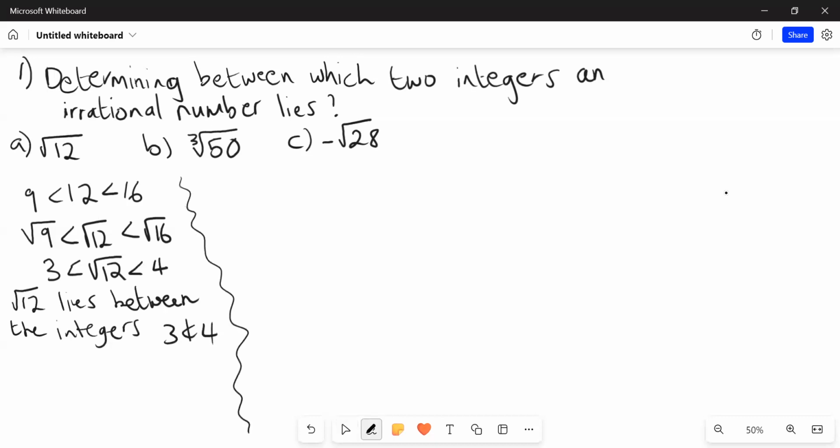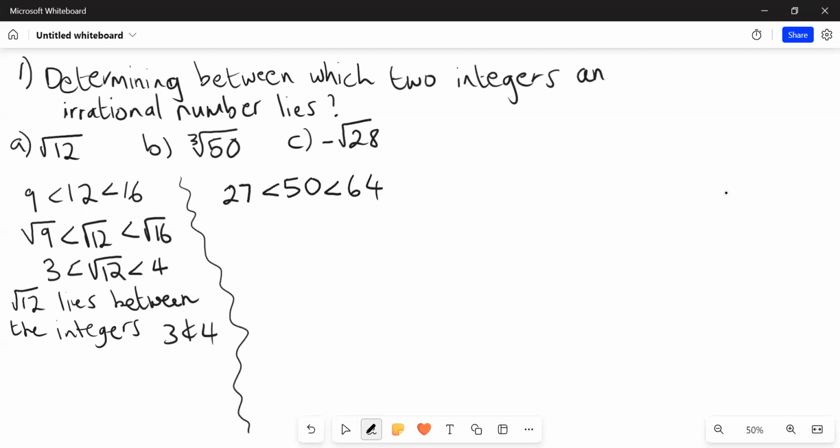Remember, conclusion is important. So cube root of 50, sorry. We need to focus on 50. So we're looking for perfect cubes. One should be less than 50 and the other one should be greater than 50. So we have 27 as well as 64. Not just any perfect cubes, but consecutive perfect cubes, right?